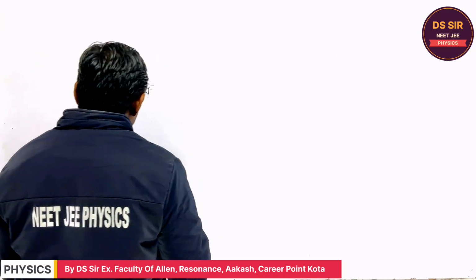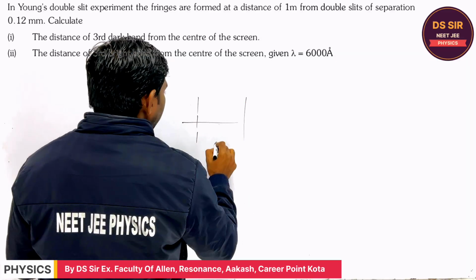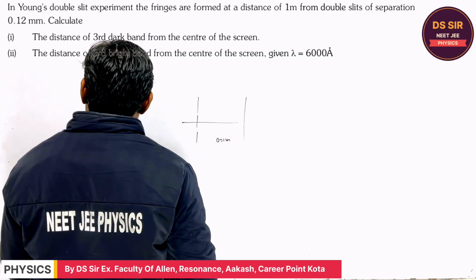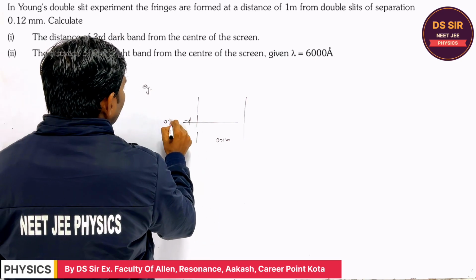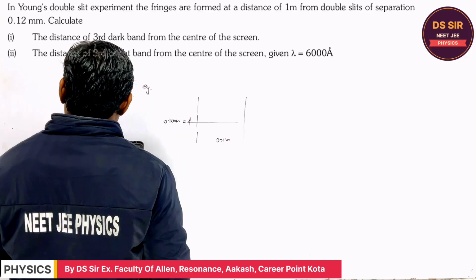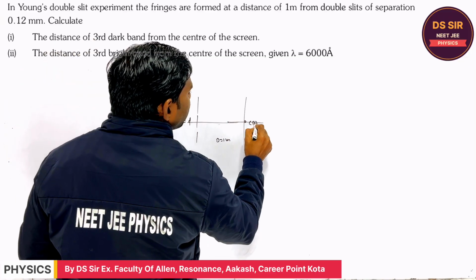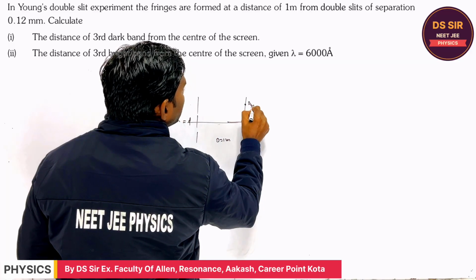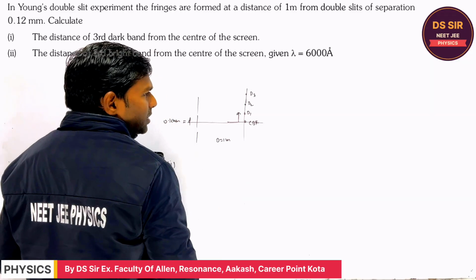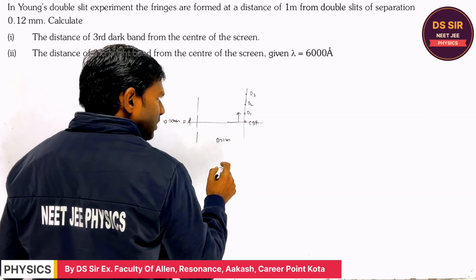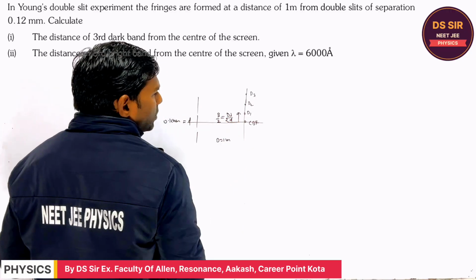So read this question. In the double slit experiment, the fringes are formed at 1 meter from the YDSE, and the separation d between the two slits is 0.12 millimeter. So what is the first part? The distance of the third dark fringe. This is the CBF, then this is D1, D2, D3. Do you remember what this is? It is d lambda by 2d. So can you write it as beta by 2 or not?